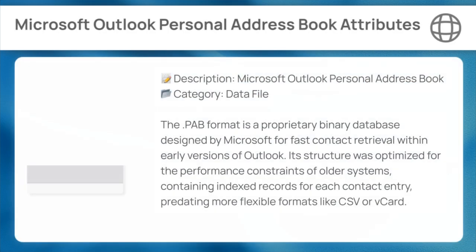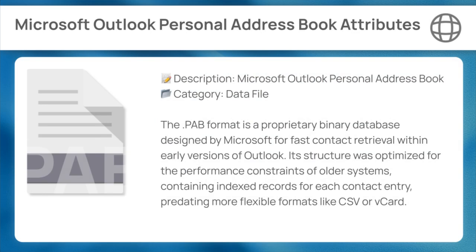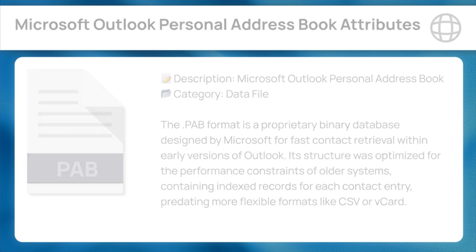The PAB format is a proprietary binary database designed by Microsoft for fast contact retrieval within early versions of Outlook. Its structure was optimized for the performance constraints of older systems, containing index records for each contact entry, predating more flexible formats like CSV or vCard.